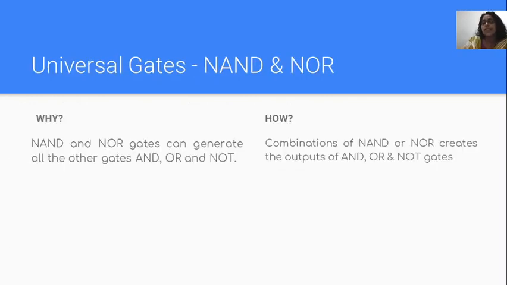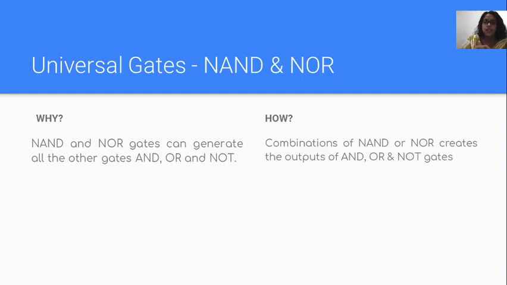So these NAND and NOR gates are termed as universal gates. Why? Because NAND and NOR gates can be used to generate all the other gates like AND gate, OR gate and NOT gate. That's why they are termed as universal gates. They are used to generate all the other gates. How is it possible? It is possible by combining 1, 2 or 3 NAND or NOR gates.